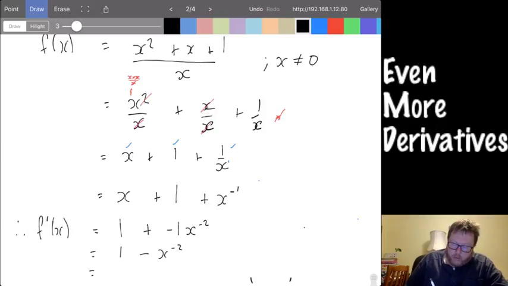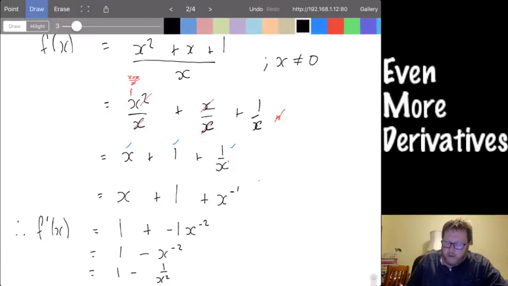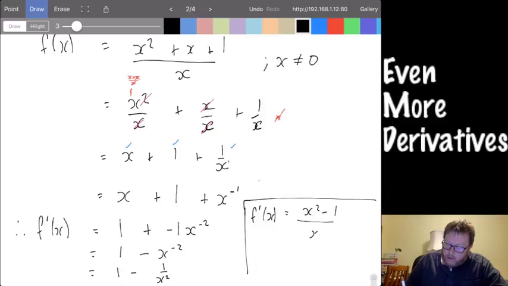And that equals 1 minus 1 on x squared. So the derivative of f of x equals x squared plus x plus 1 on x is equal to 1 minus 1 on x squared. Now I guess if you really wanted to, you don't really have to, that's fine how I've written it, but if you want to go crazy, you can say f dash of x is equal to x squared minus 1 on x squared. So I've just made it into a single fraction. If you're not too sure about that, do ask, but hopefully that makes sense.